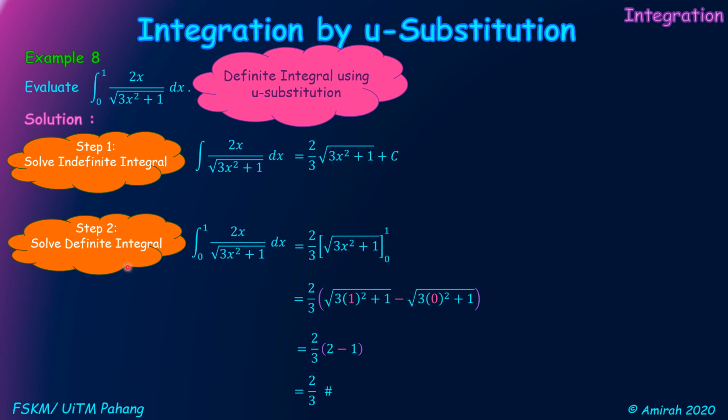When we evaluate the definite integral from 0 to 1 of 2x over square root of 3x squared plus 1 dx, alright, this is the definite integral with U-substitution. First we solve the indefinite integral, and then in step 2 we solve the definite integral by substituting the upper limit first, and then in between minus, then we replace the lower limit into variable x. Then we just solve the answer.